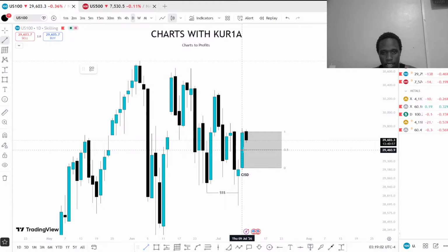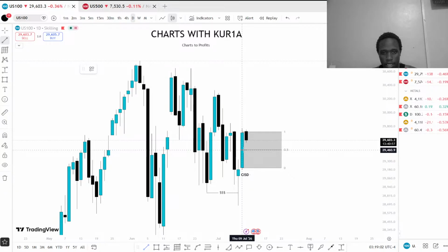If we close below this, then it will have invalidated the setup temporarily. So it means I will be maybe changing my bias a little bit. So yeah, as you can see, it always aligns.